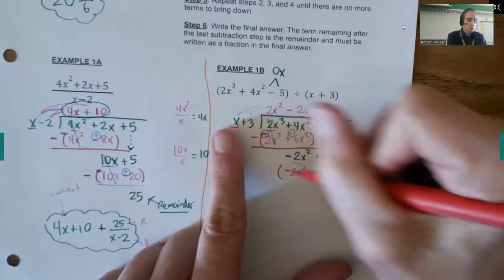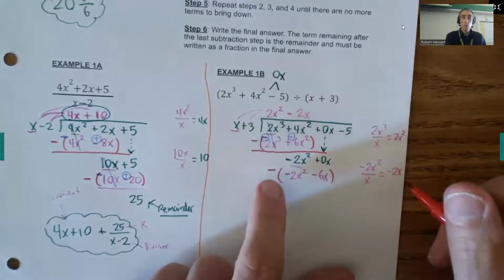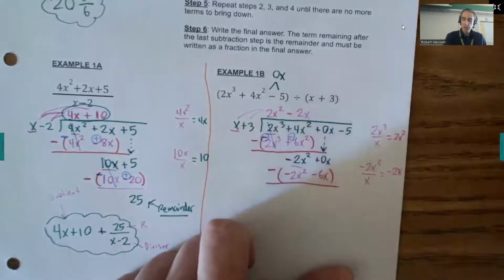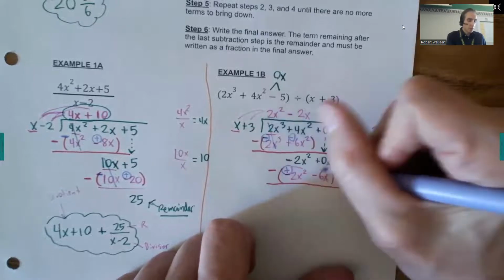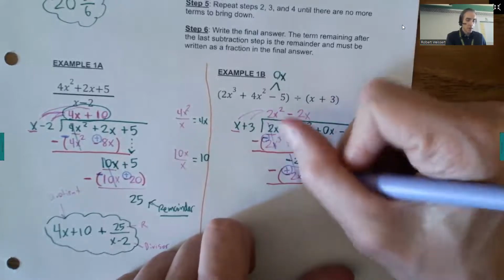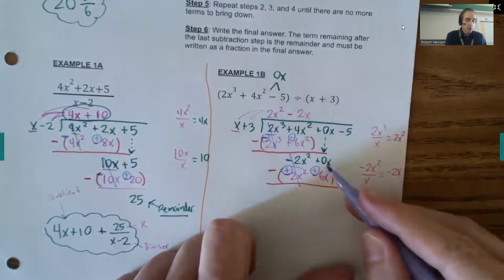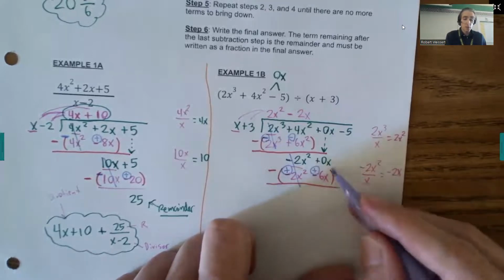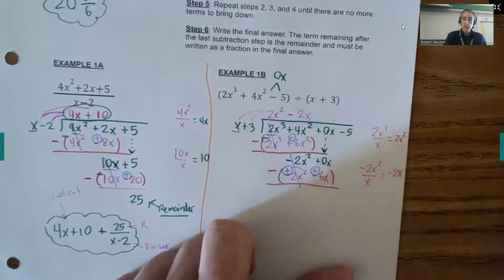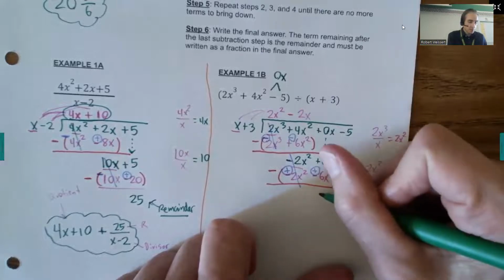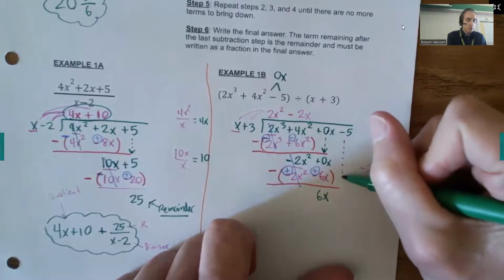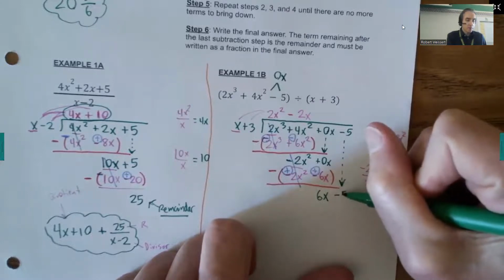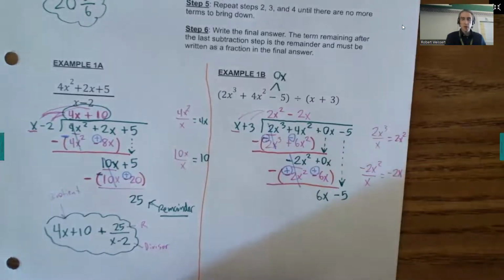Subtract down. When you subtract down, you change the signs. So negative will become positive. Cancel those out. 0x minus negative, so plus 6x. That's going to give you 6x. Now we have another thing to bring down, so we're going to bring down the minus 5. And we'll repeat this process again.